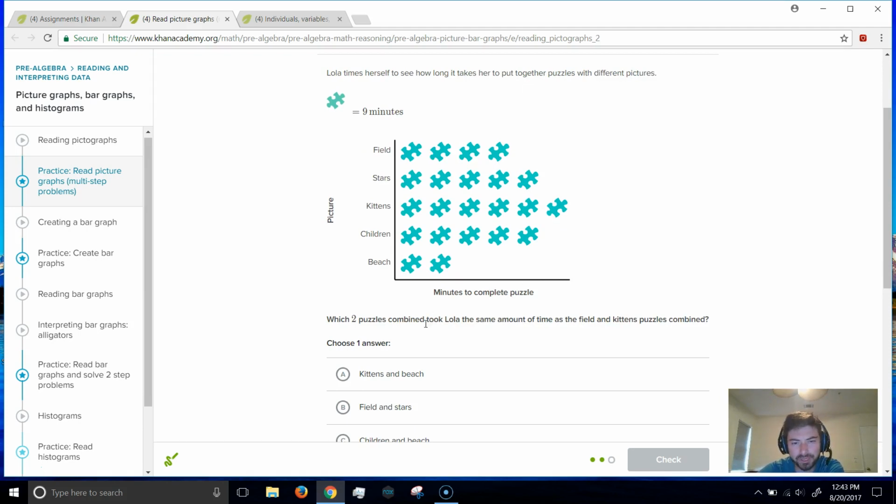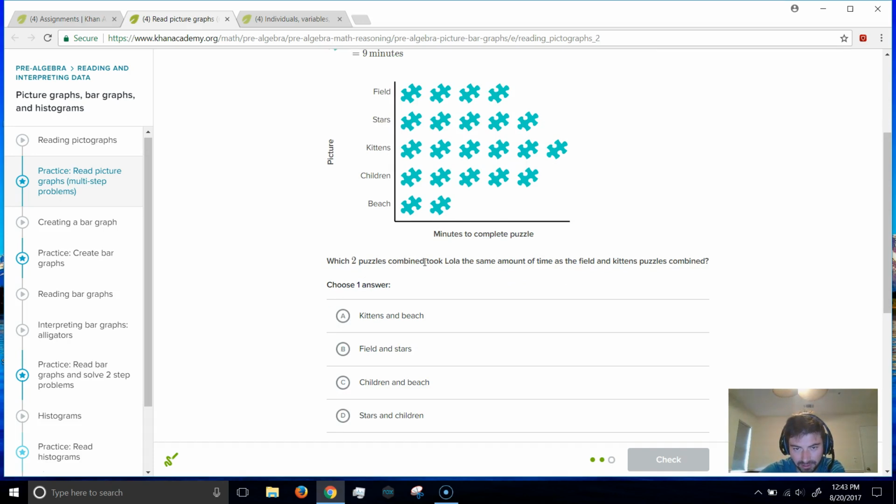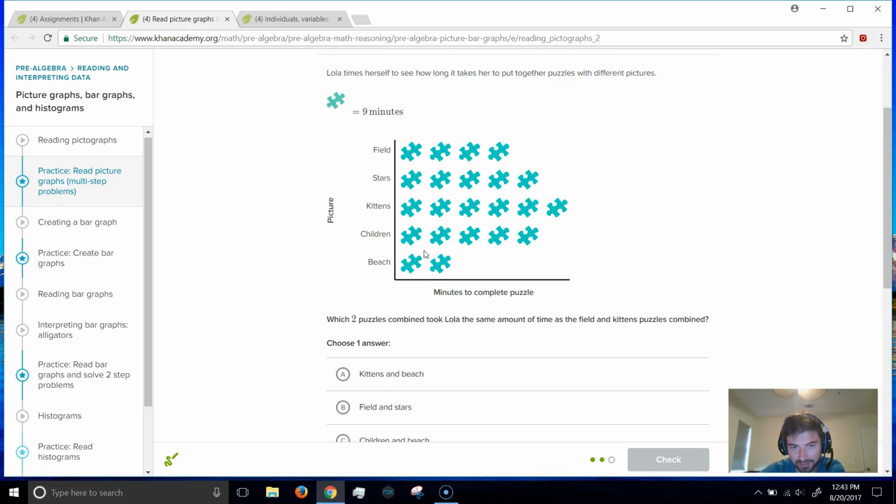So which 2 puzzles combined took Lola... So here, Lola times herself to see how long it takes for her to put together puzzles with different pictures. Apparently she struggled with the kittens. I would think a field would be pretty hard. It's all kind of similar colors, maybe. But which 2 puzzles combined took Lola the same amount of time as the field and kitten puzzles combined? So field and kittens.